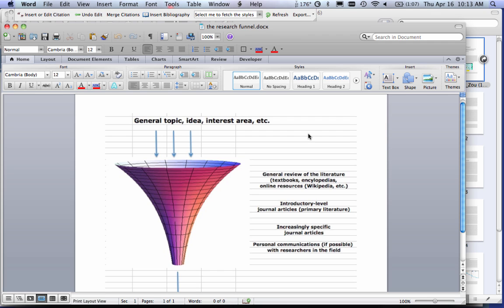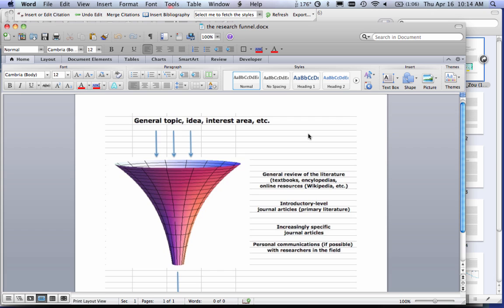We do a general review of the literature. You start reading textbooks, encyclopedias, online sources such as Wikipedia, etc. Get some basic background, basic information. Move from there to an introductory level, reading the journal articles, what's known as the primary literature.